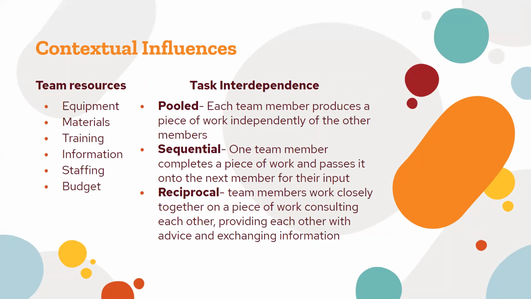Sequential interdependence is when one team member completes a piece of work and passes it on to the next member for their input. A good example of that would be an assembly line. The next person can't start on their task until the person in front of them is finished.